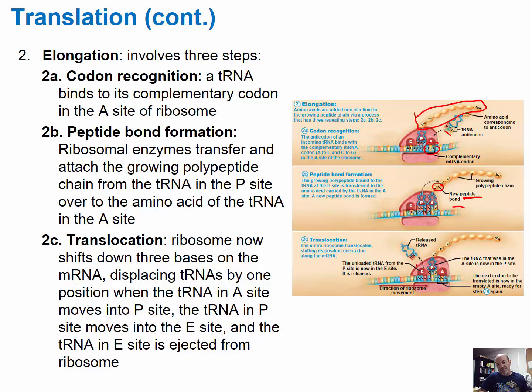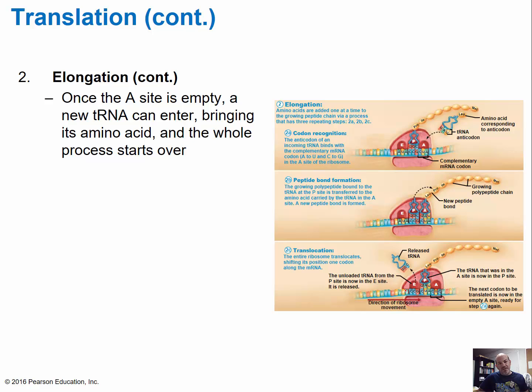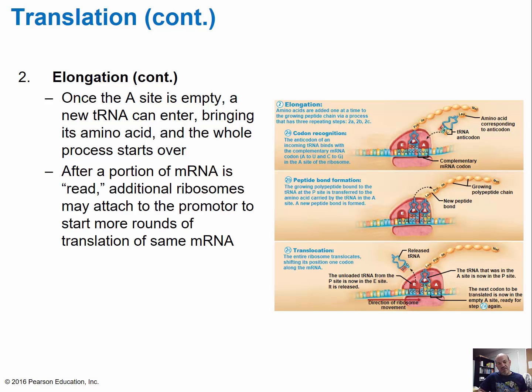And so as they shift, the empty tRNA is going to be ejected or exits from the area. The tRNA that was at the A site moves to the P site, and now we have an empty A site, which is ready to accept a new tRNA or aminoacyl tRNA. So that brings, continuing with elongation. So once the A site is empty, a new tRNA can come entering, bringing in its amino acid, and the whole process starts over again.